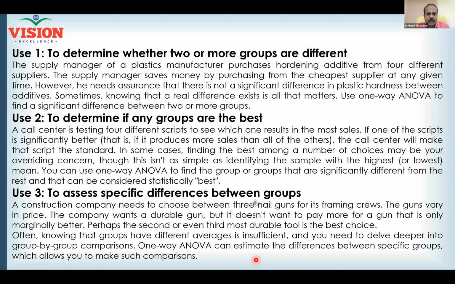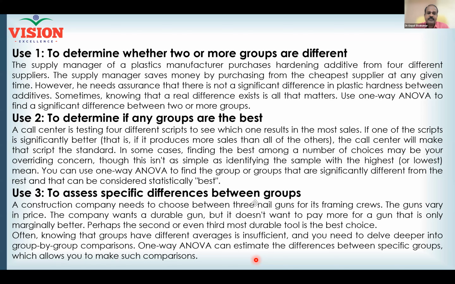And another case, a vacuum cleaner manufacturer is considering switching to a cheaper type of motor, but it wants assurance that the cheaper motor doesn't negatively affect the performance. The company tests vacuum cleaners with both motor types on a variety of carpet styles, right? To see how much dirt remains in the carpet, and do the two motor types have similar performance across carpet types.